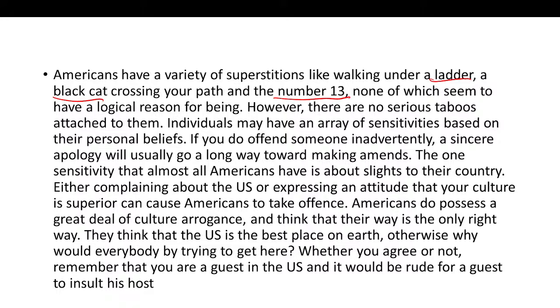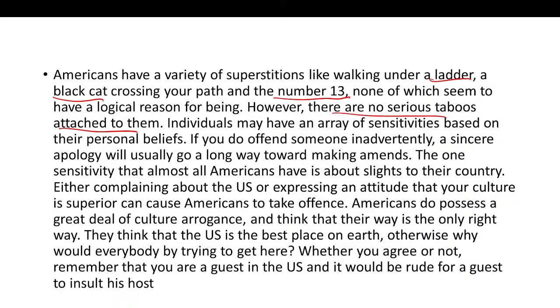None of which seems to have a logical reason. There is no particular reason. Simply, they are believing like that. Okay. However, there are no serious taboos attached to them. No serious taboos are there. Still, they are believing. They are following it.